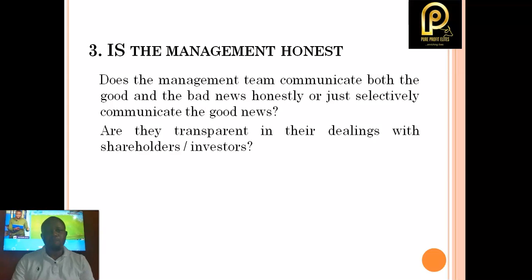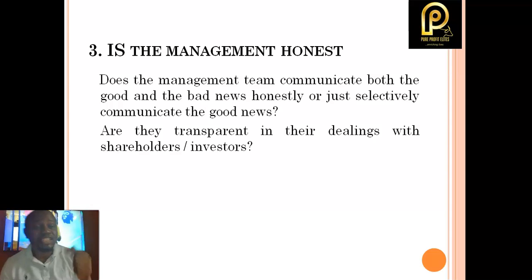The number 3 key you need to consider is, is the management honest? No matter how good an opportunity is, if the management are dishonest, I can tell you that company is going to go down. You understand? The company is going to go down. So you need to look at the background check of the management team. Are they honest? Does management communicate both the good and the bad news honestly, or just selectively communicate the good news alone? Are they transparent in their dealings with shareholders and investors?